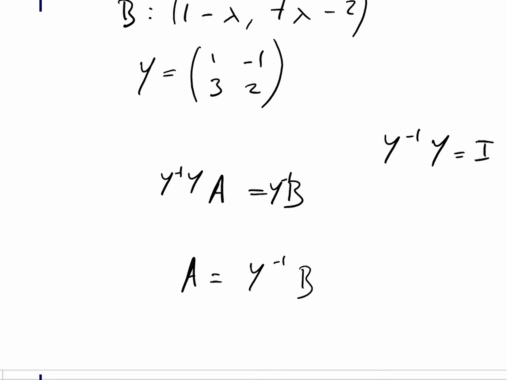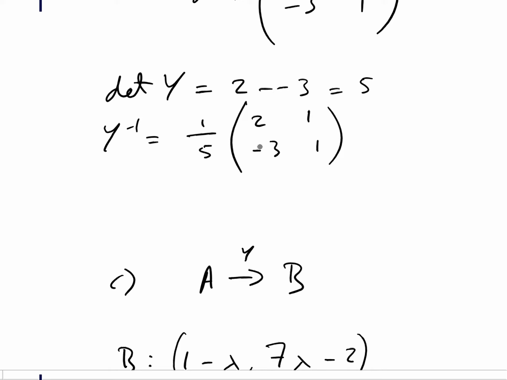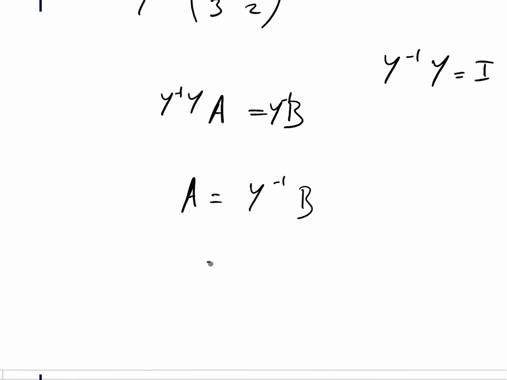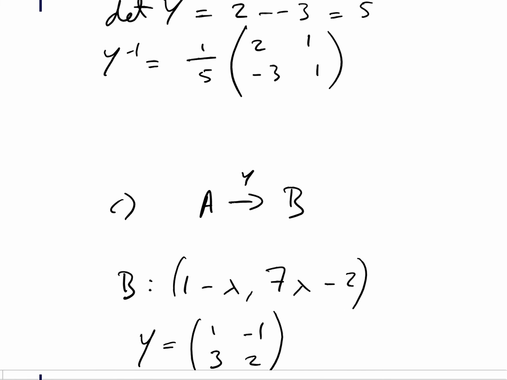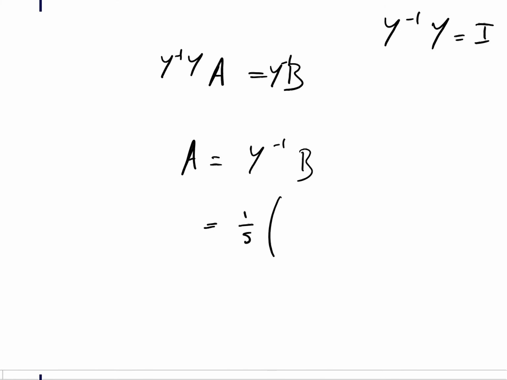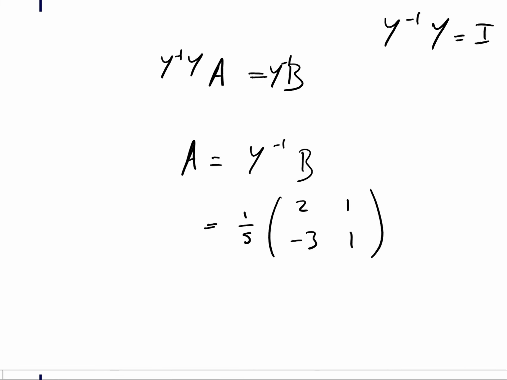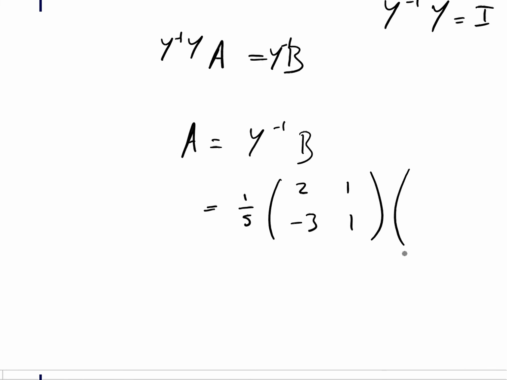Well, we know what Y inverse is. We've just worked it out. It's up here. Okay, so we've got 1/5 of (2, 1; minus 3, 1). Let me just check that's right. Yep, 2, 1, minus 3, 1. And we want to multiply that by B. Well, we know what B is.